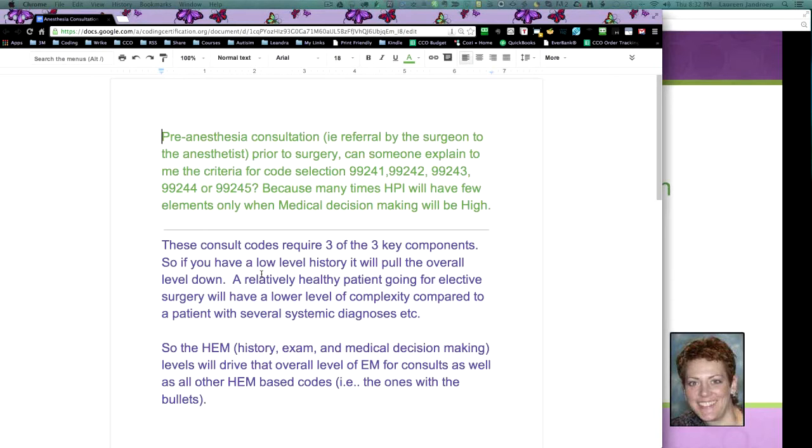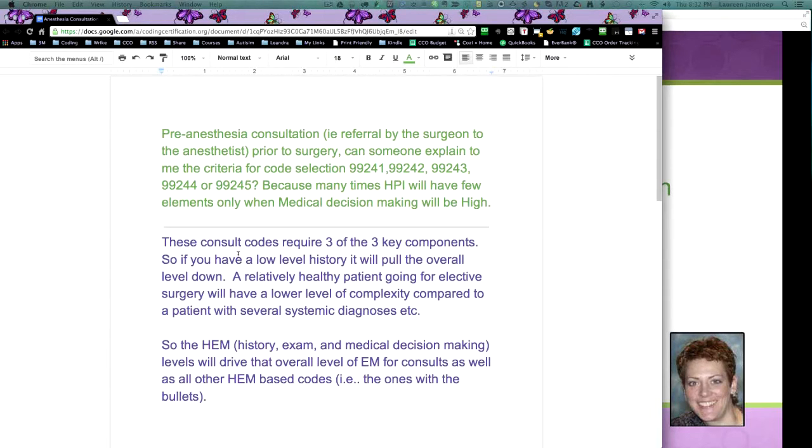So if you have a relatively healthy patient going for an elective surgery, the level of complexity is going to be pretty low, so the E&M, the consult code, is going to be low because of that. But if you have an elderly or a more sickly patient going in for a very serious surgery, then those 3 key elements are going to be more complex, and therefore you will get a higher E&M code. And that's pretty much the way it works for all the history, exam, medical decision-making based codes, basically the ones that have the bullets next to them in E&M.